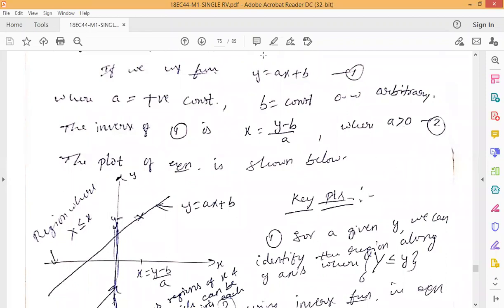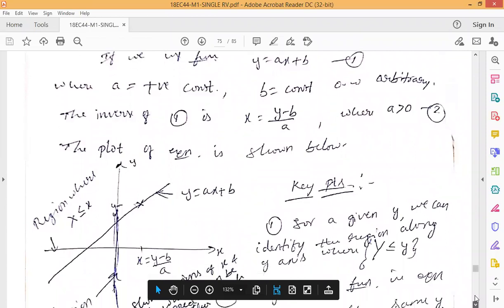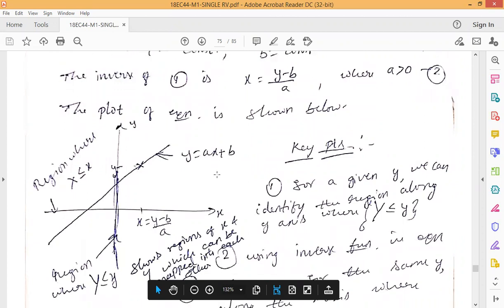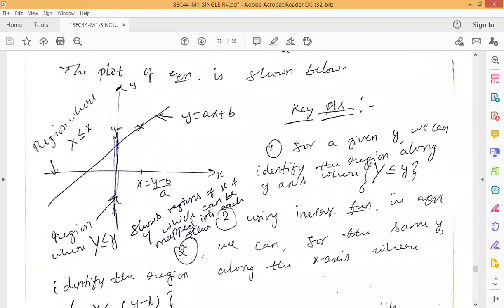And for the equation that we are going to see here, y is equal to ax plus b, if you plot the graph, it looks like this. Whatever this line that you are going to see here represents the output of y is equal to ax plus b. From this graph, we will be able to identify some of the features.